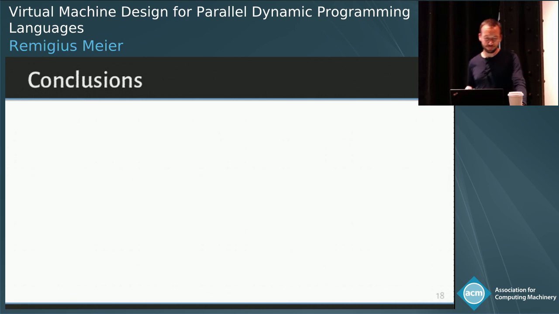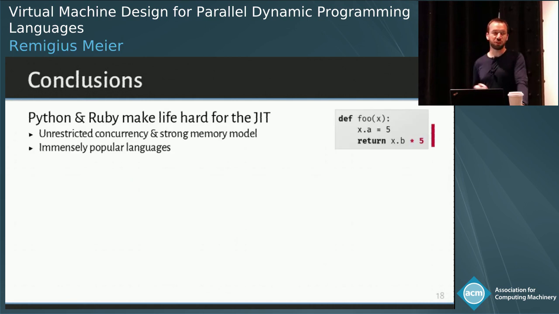So to conclude, we saw that Python and Ruby make life hard for the JIT and for the virtual machine designer in general. That's because of unrestricted concurrency, so multi-threading and shared memory, freely accessible, and a strong memory model because of sequential consistency and atomic operations. But of course, these languages are immensely popular, so we have to find some solution for them.